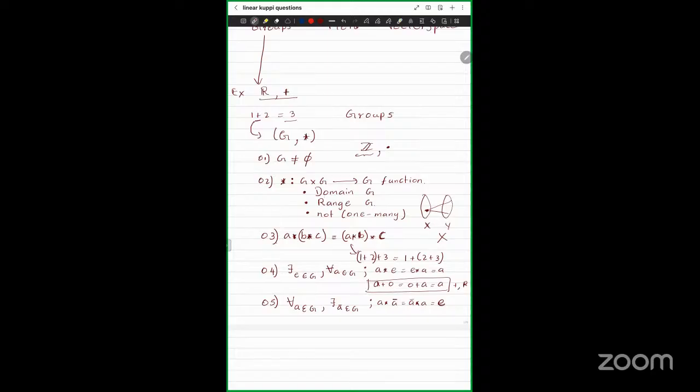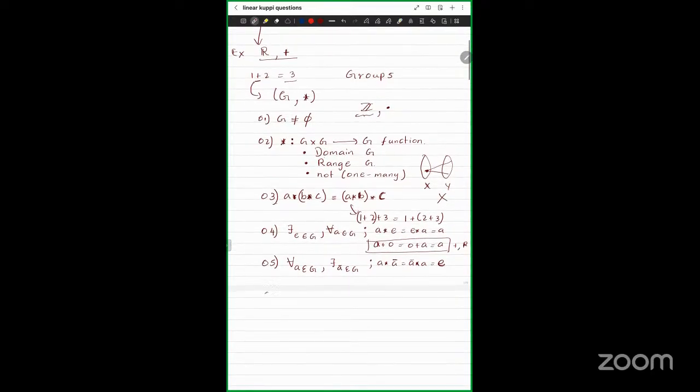And there is one more additional condition that is for abelian groups.